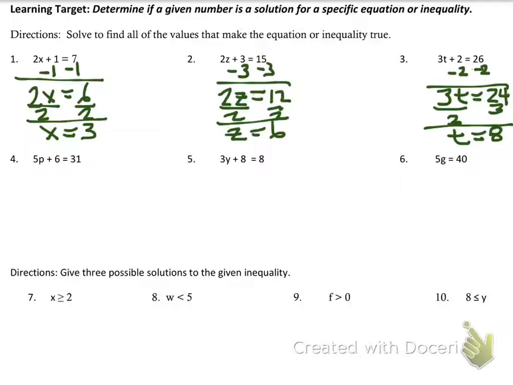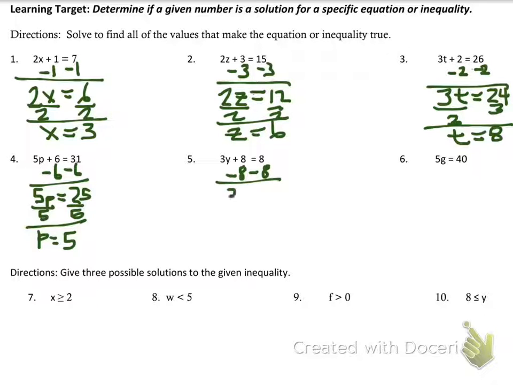Okay, there's the first 3. Number 4, I'm going to subtract 6 from both sides, and that leaves me with 5p equals 25, and then divide each side by 5, and that leaves you with p equals 5. Okay, number 5, subtract 8 first, and I'll do that to both sides. And that leaves me with 3y equals 0. And then divide each side by 3, and we get y equals 0.